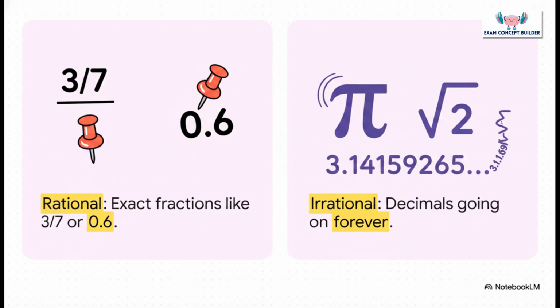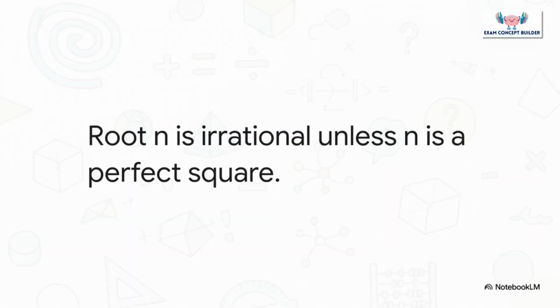On the flip side, irrational numbers are the wild ones. They literally cannot be written as a neat fraction. Their decimals go on forever and ever without ever repeating a pattern. The most famous example is obviously pi, but square roots of non-square numbers, like the square root of 2, are also irrational. Which brings us to a massive key rule. The square root of n is irrational unless n is a perfect square.